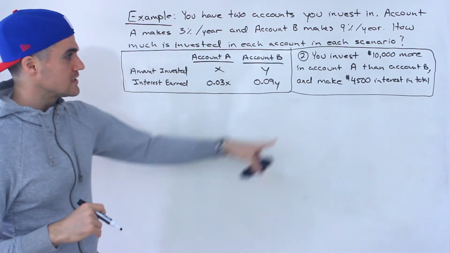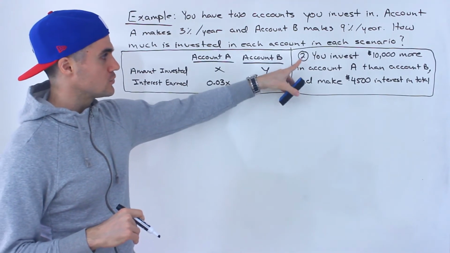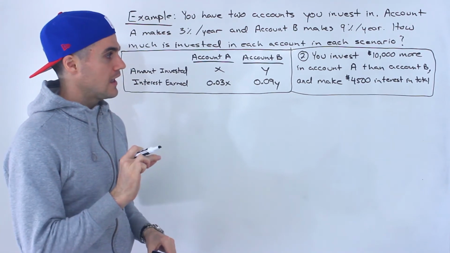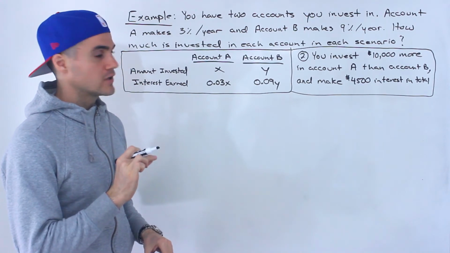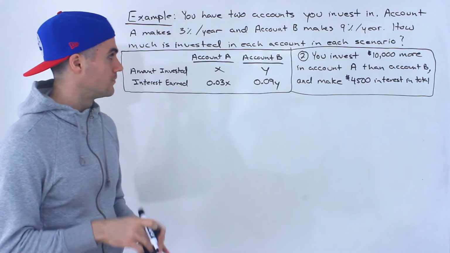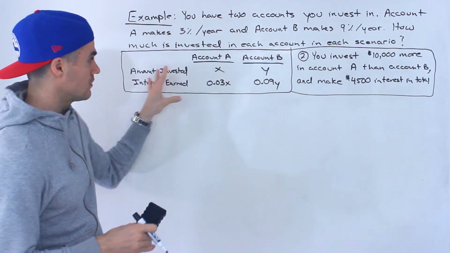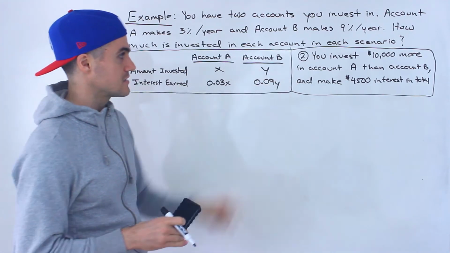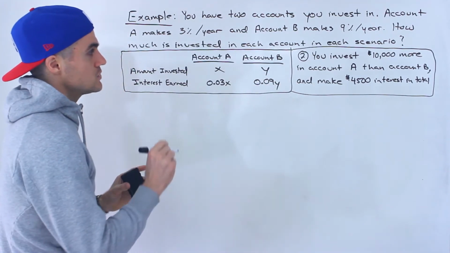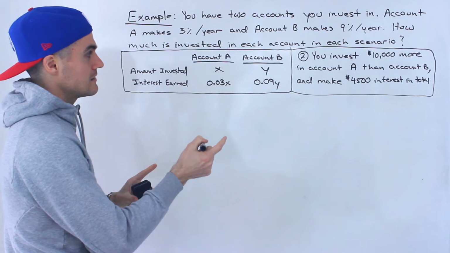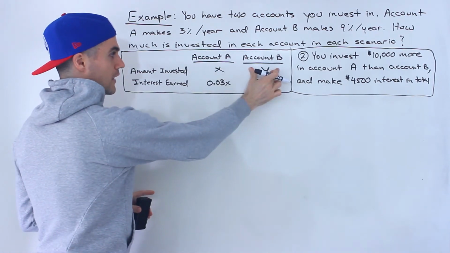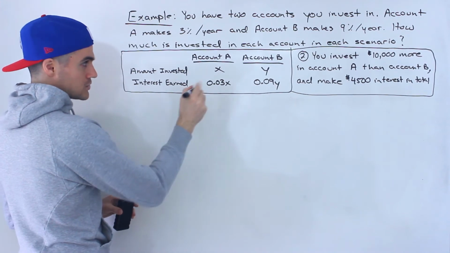Now moving on to the second scenario, I wrote it out here. So you invest 10,000 more in account A than account B and make 4,500 interest in total. And notice I have this chart here that I wrote out in the first scenario, so we'll be using that for the second scenario as well. So it says you invest 10,000 more in account A than account B. So there's 10,000 more here than over here. So we can create an equation with that.